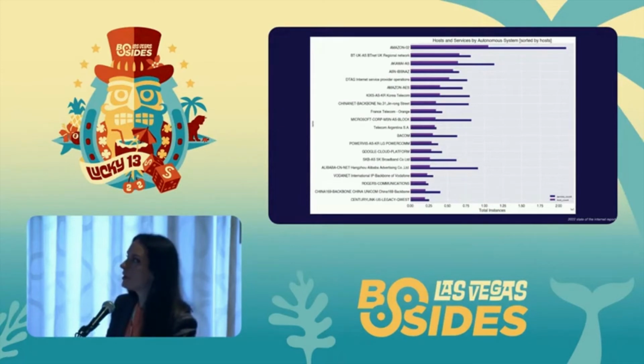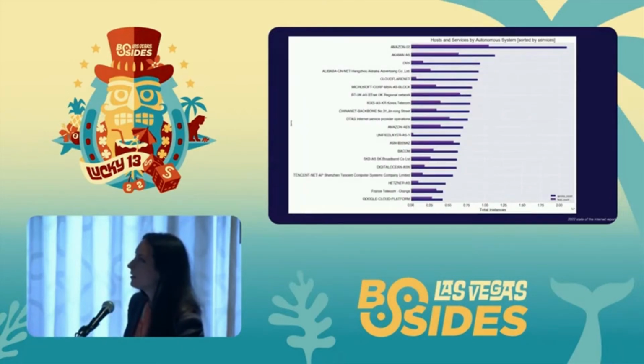But then we can also look at this sorted by services. So instead of just looking at hosts, in this case being like an IP address, we can look at services. Services would be like SSH, FTP, etc. Amazon is still at the top, this particular AS, but you do see a little bit of shuffling. So like OVH, and you see some other cloud providers, like I think DigitalOcean appears down here. You can start to see how some of these cloud providers do tend to run lots of services on the internet.